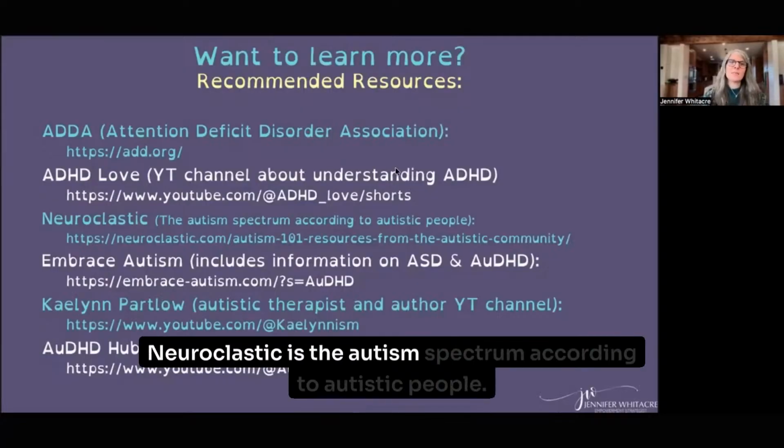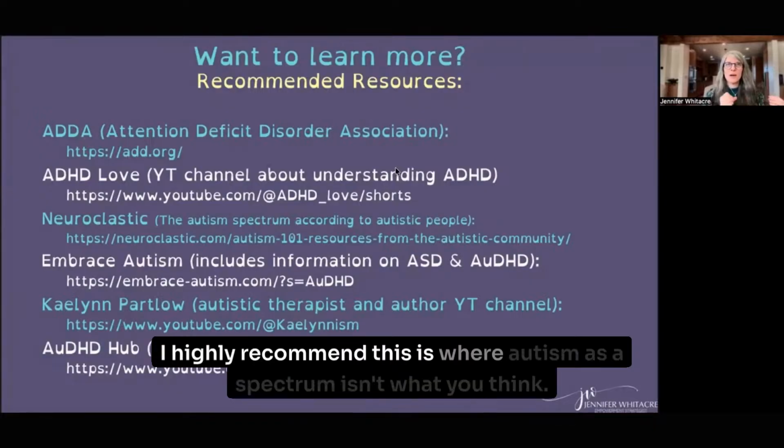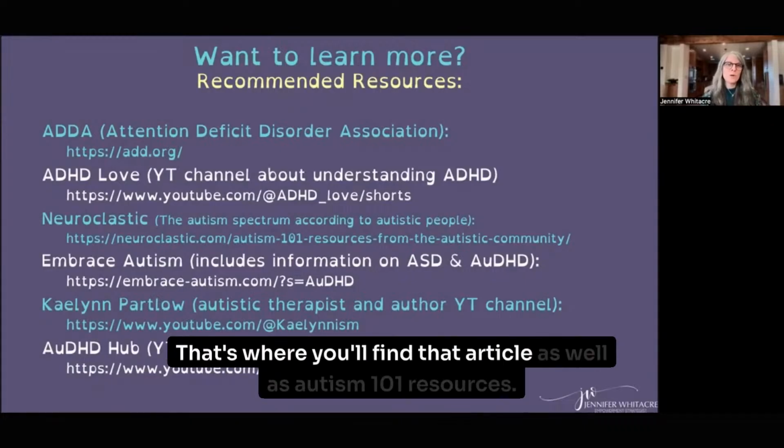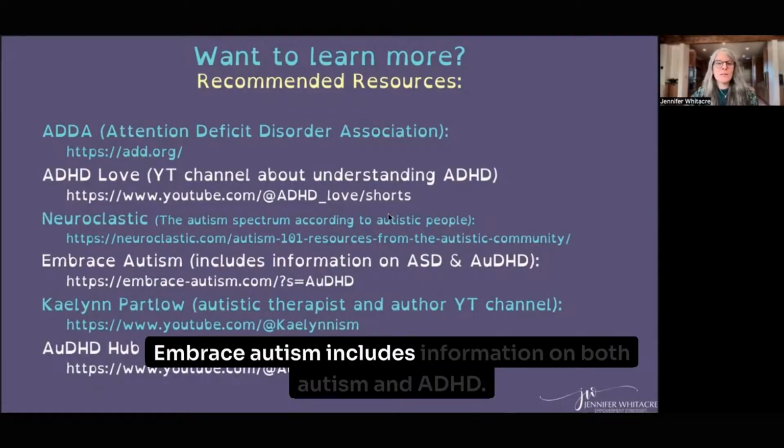Neuroclastic is the autism spectrum according to autistic people. I highly recommend it. This is where "autism is a spectrum isn't what you think" is. That's where you'll find that article, as well as Autism 101 resources. Embrace Autism includes information on both autism and ADHD.